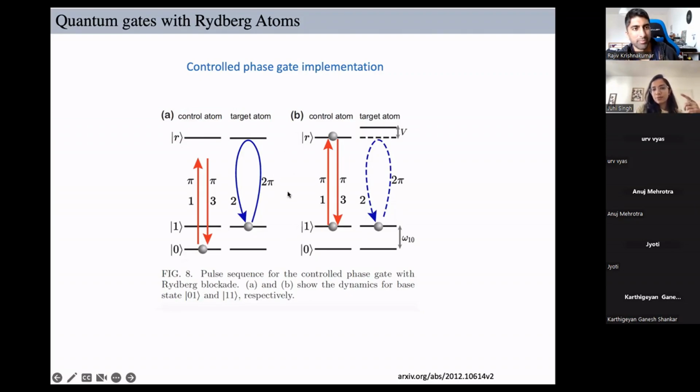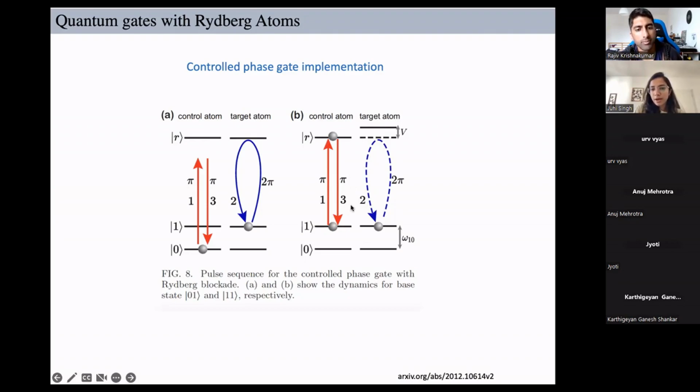And that kind of gives you a phase shift. So depending on which level you excite, if you excite this first qubit, then automatically the second qubit is not able to go to the Rydberg state. That is called the Rydberg blockade, because of this large interaction energy. For the second atom, this Rydberg state energy gets shifted. So now this transition is not allowed.